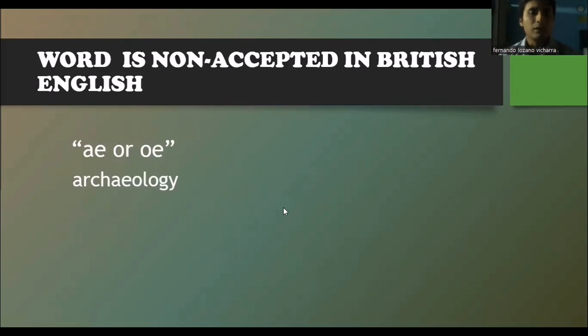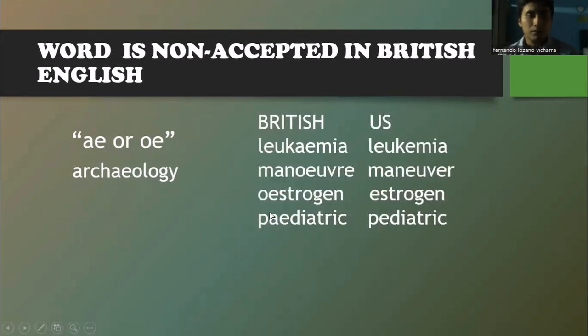The word archaeology is incorrect in British English, but could be accepted in American English. Here we have a big question: why is the word wrong in British English and considered correct in American English, if we hear the total spelling of the word? And here you have some word examples.